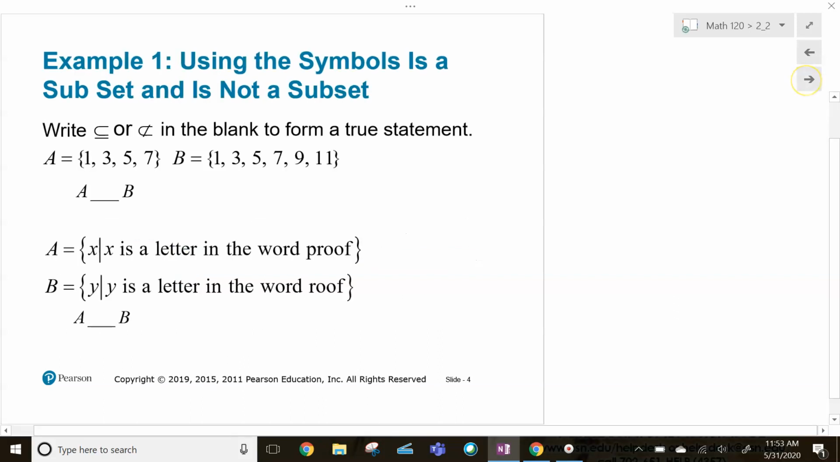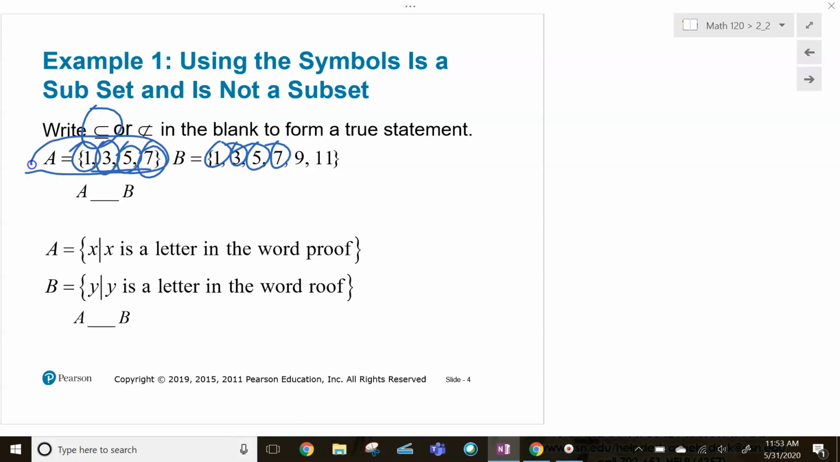Okay, so for example, if you've got set A, we have 1, 3, 5, 7. I just need to check if this is truly a subset. Is 1 in set B? Yes, it is. Is 3 in set B? Yes, it is. Is 5 in set B? Yes. Is 7 in set B? Yes, it is. So every element in set A has got to be in set B. So yes, this is a subset.